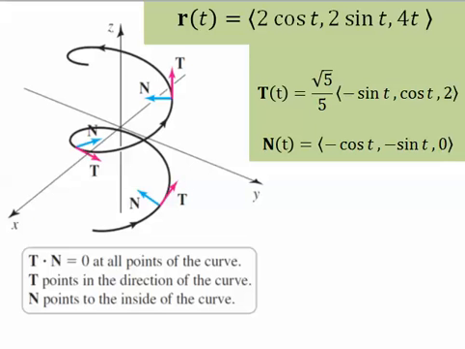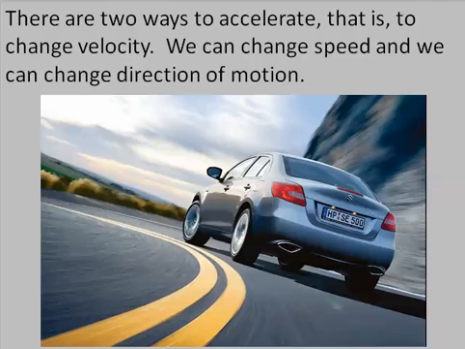Lastly, I'd like you to notice that the unit tangent vector is not parallel to the xy plane, while the unit normal vector is. Just kind of interesting. There are two ways to accelerate, that is to change velocity. We can either change the speed or we can change the direction of motion. So speed or direction.